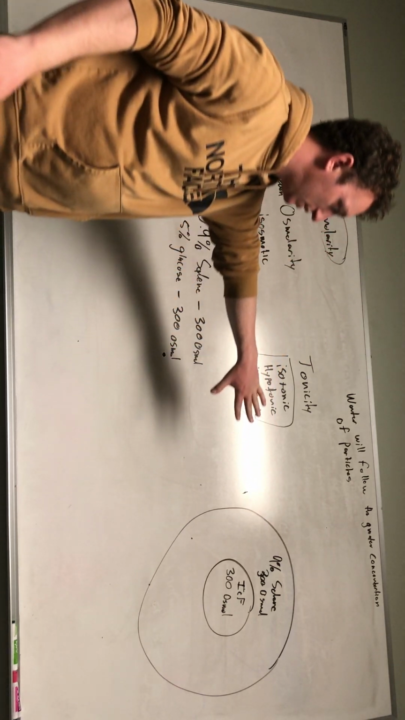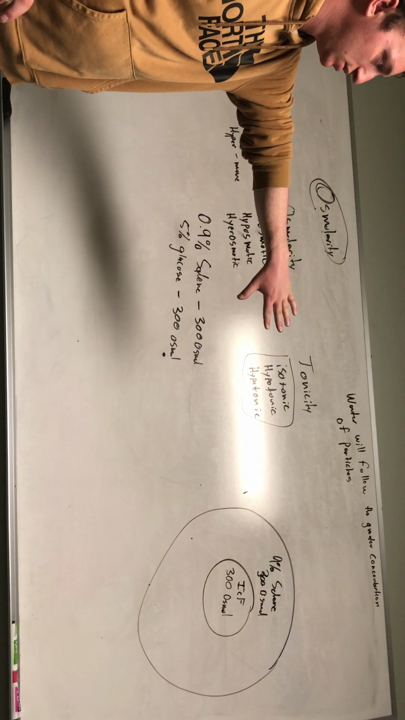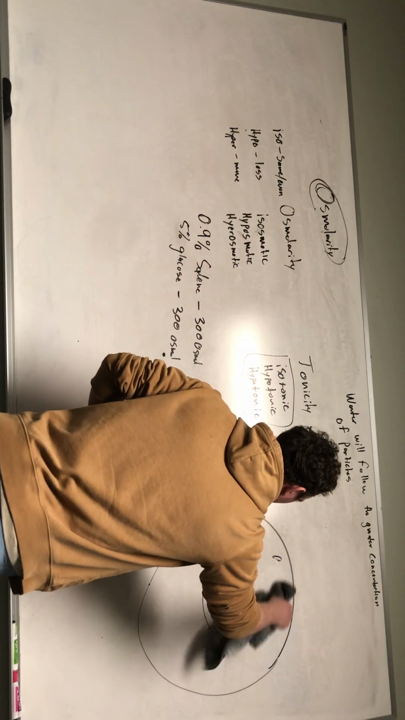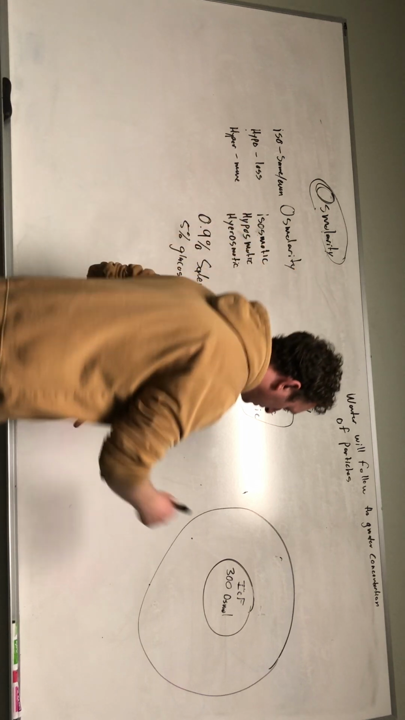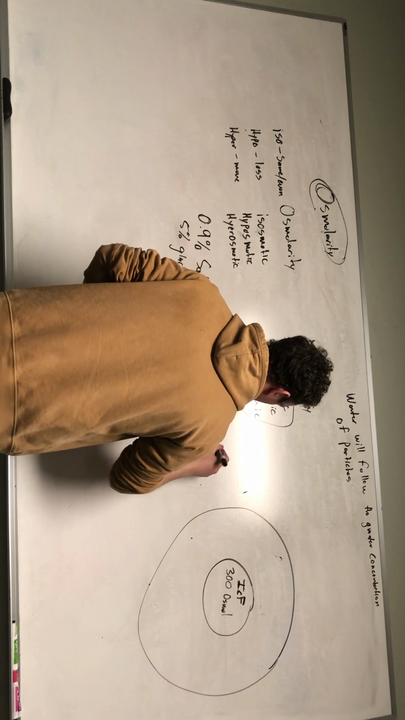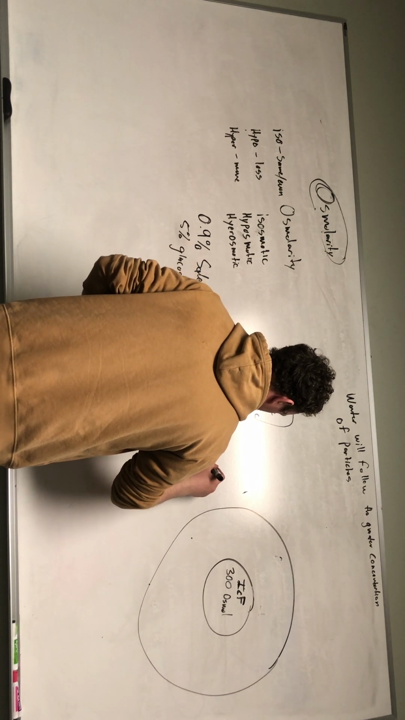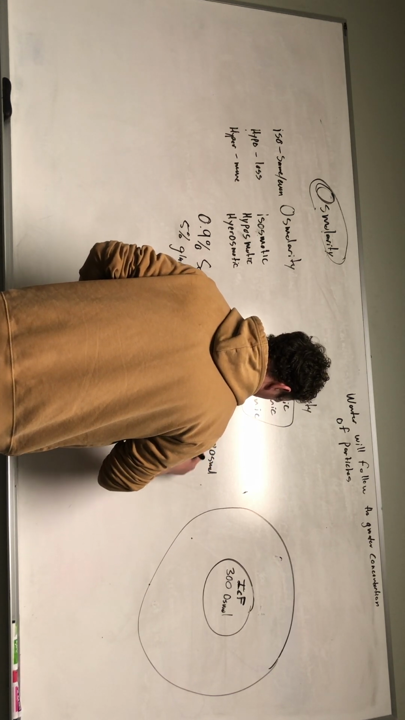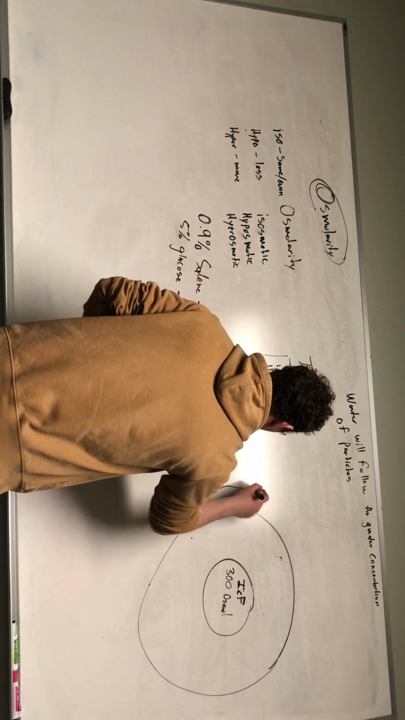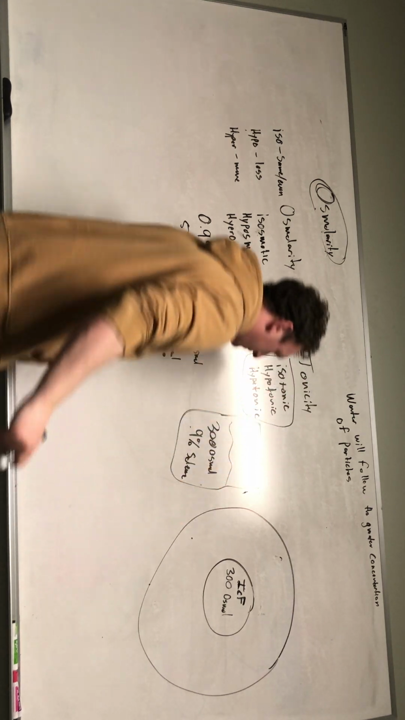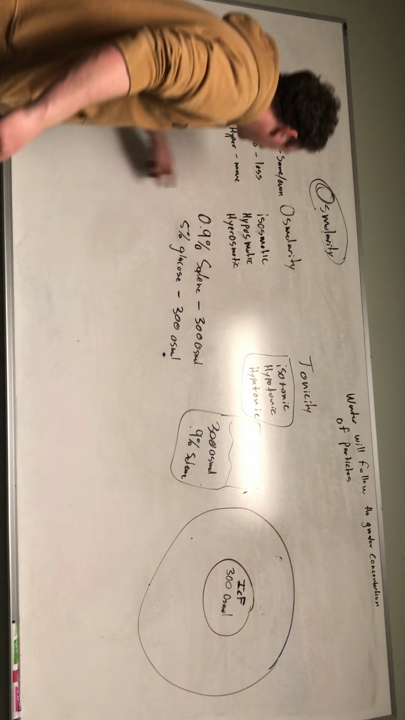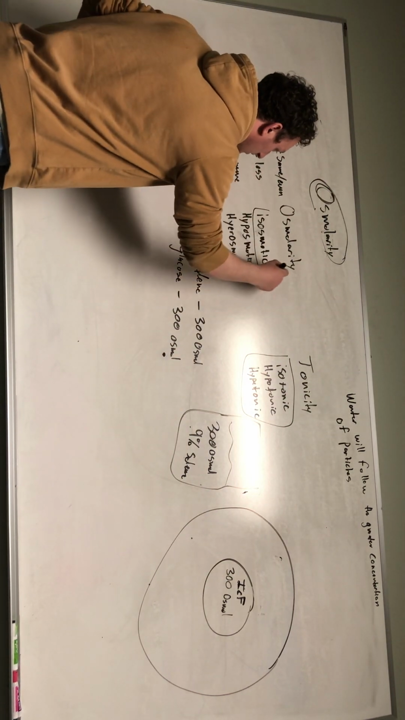So let's look at them separately first. Before you add it to the cell, you have 300 osmoles of a 0.9% saline solution. Okay, we've got that. So we've got 300 osmoles here, we've got 300 osmoles there. That is going to be isotonic. It's the same.